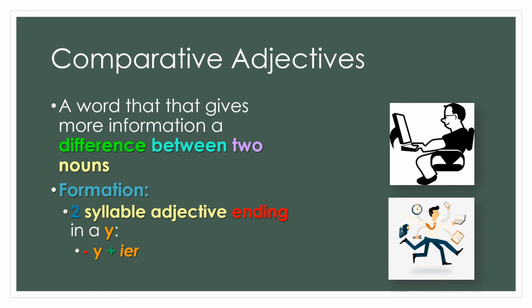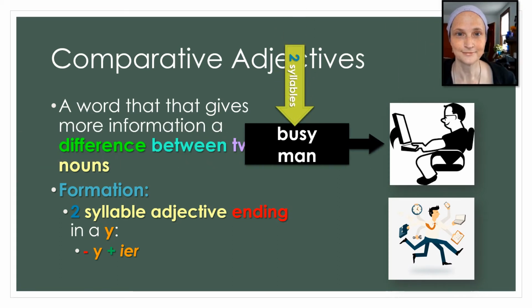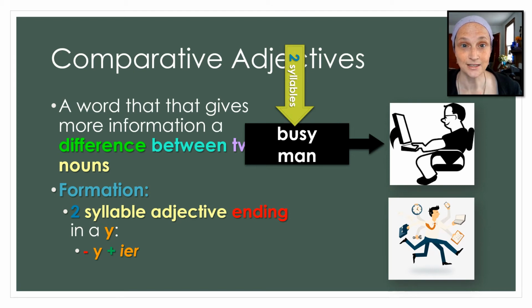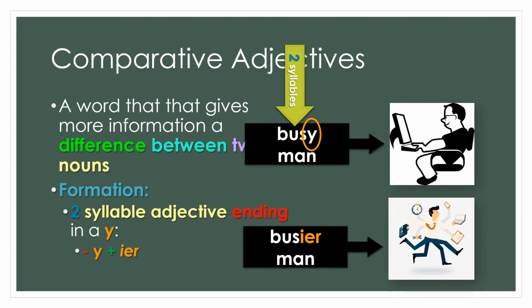Another example, busy man. Busy, two syllables. The word busy ends in the letter Y. So to make it a comparative adjective, you subtract the Y and add IER. Busier. This is a busier man than the other man.